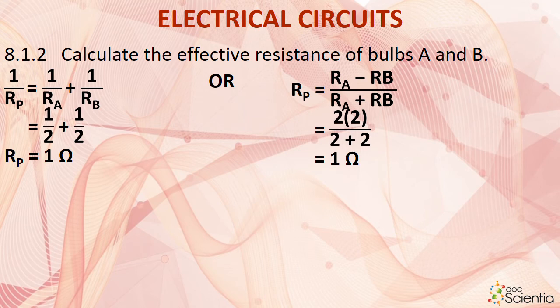Then they say calculate the effective resistance of bulbs A and B. Ons gebruik hierdie ene nie. Ons gebruik daai ene. So jy begin deur te sê 1 op R parallel is 1 op RA plus 1 op RB. En hierdie ene is lekker maklik want dit is 1 op 1. So jy hoef hom nie eintlik om te draai nie, dit kom maar op dieselfde ding neer. Okay.